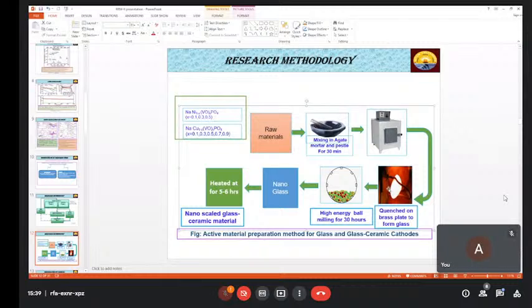The glass is then taken for ball milling at 250 rpm, with one rotation every 3 minutes, and after each rotation there is a rest of 3 minutes.